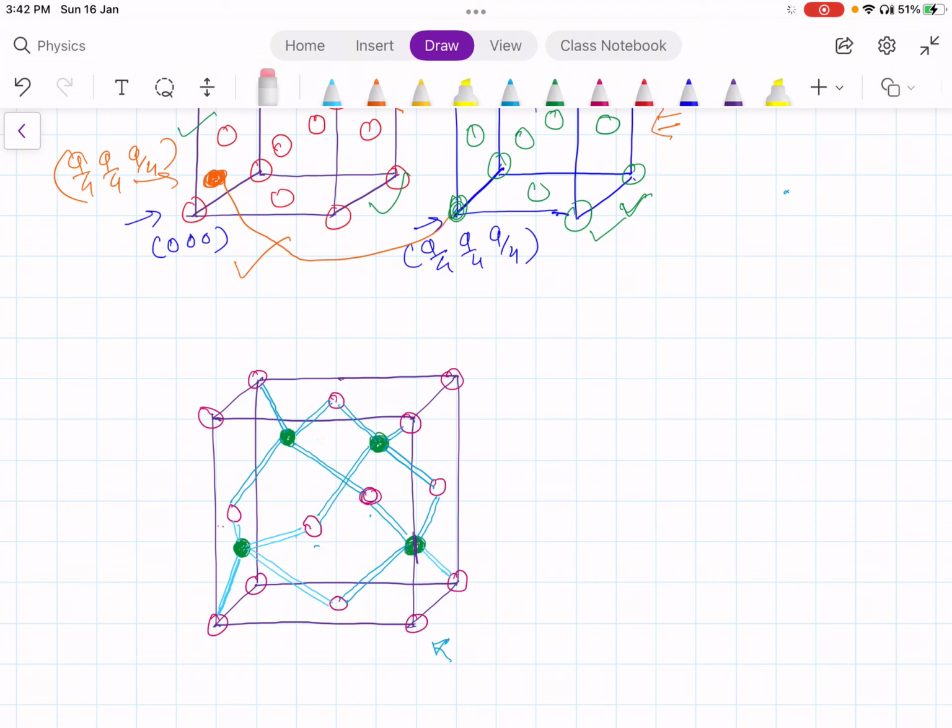Okay, in the diamond unit cell, as you can see, there are 8 atoms at the 8 corners, 6 face center atoms, and 4 atoms inside the unit cell. Let us characterize this unit cell now.